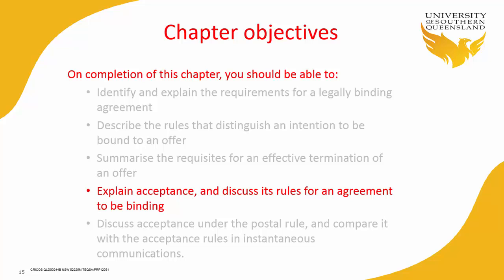The sixth rule is that it must be absolute and unqualified. So this is a further gloss on what we said, that it has to be in strict accordance with the terms. The last one is that once you have accepted, it cannot be revoked without the assent of the offeror. Unlike the offeror, who can revoke their offer before acceptance, by saying, I withdraw my offer, I cancel my offer.